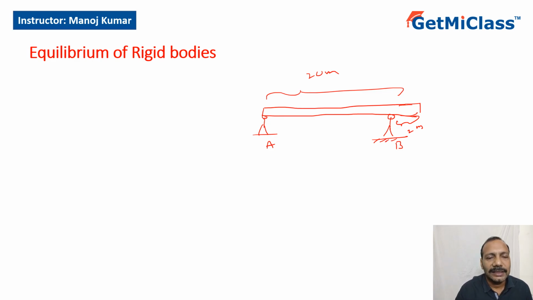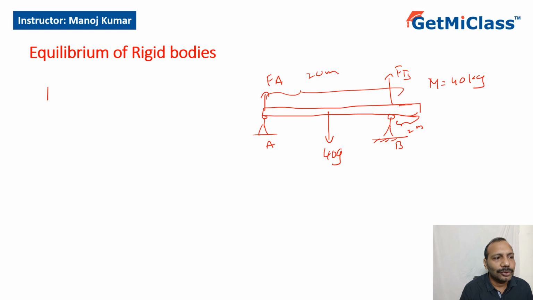And I'll assume that the mass of the log is 40 kilograms. The mass of the log will be acting about the center, so the weight will be acting in the downward direction, equal to 40 times G. Let's say the force applied by A is FA and the force applied by B is FB. Now I need to find the force applied by A and B. If I take into consideration the equilibrium of linear motion, then the net force would be 0. So total upward force should be equal to total downward force. That is one equation that we get.